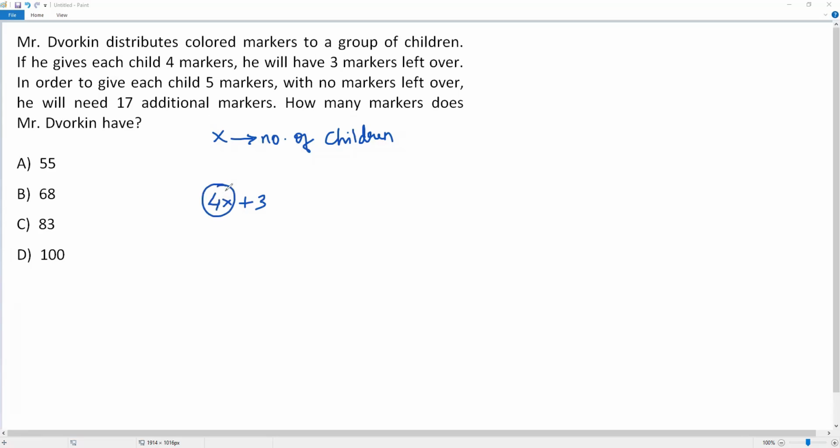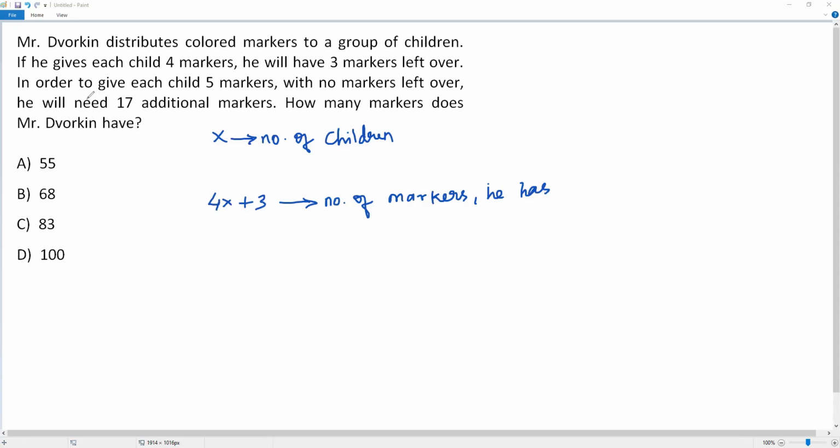Now, let me add this 3 to this 4x. This is the number of markers given to x number of children, and this is the number of markers we have left over. When we add these two quantities, we get the total number of markers he has. Let me write the stuff over here. That is the number of markers he has. Now let's consider the other information. If he gives each child 5 markers, he will need 17 additional markers.